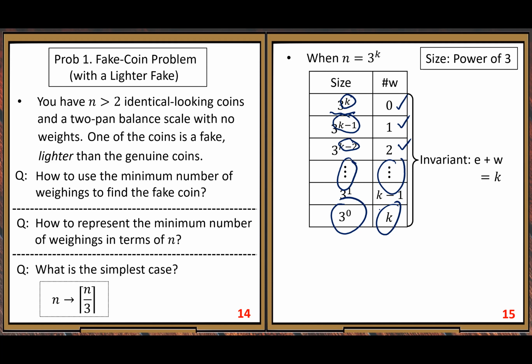But it's not in terms of n, right? The requirement, we need to represent this K in terms of n. Logarithm. How to write K in terms of n? Log base 3 of n. Log base 3 of n. That's the final formula.